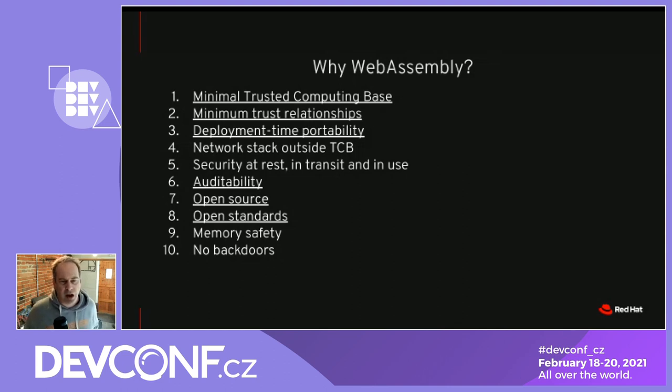we can keep it nice and tight and small. Not too many trust relationships. One of the key things is deployment time portability. So WebAssembly is supported on Intel, supported on AMD. There's good support coming from places like ARM and from IBM on some of their systems. And so that allows us to say, okay, you compile once and you deploy to wherever. It's also nicely jittable, so it's nice and fast.